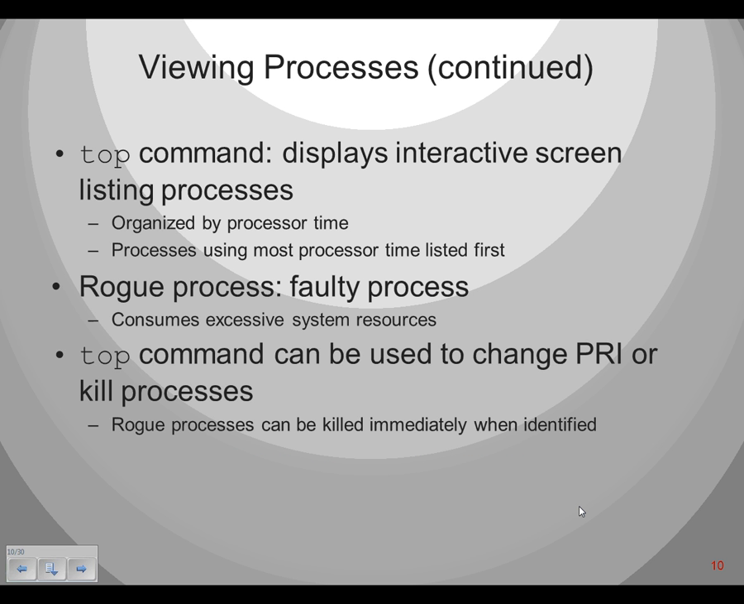The top command displays an interactive screen listing the processes organized by processor time. Processes that use the most processor time are listed at the top. The rogue processes are processes that have encountered an error during execution and continuously use system resources. They appear at the top of the listing produced by the top command. You can also use the top command to change the priority of processes or kill them.